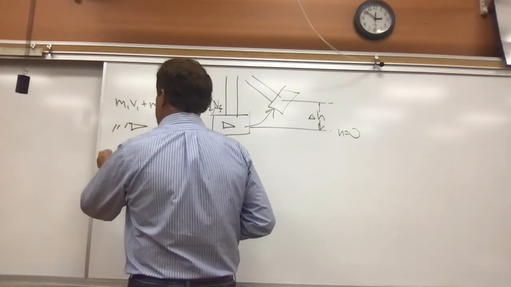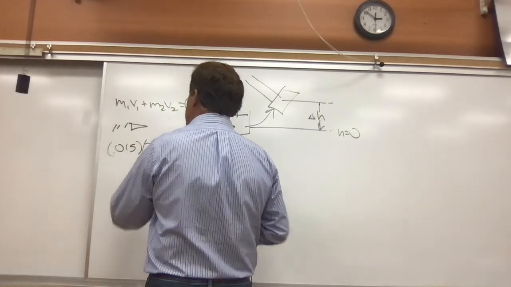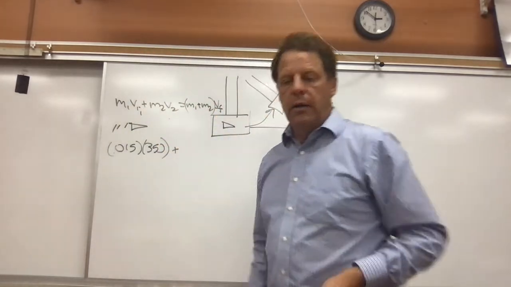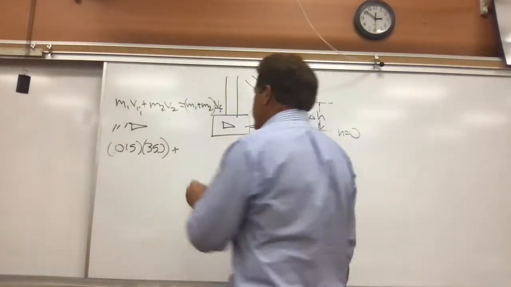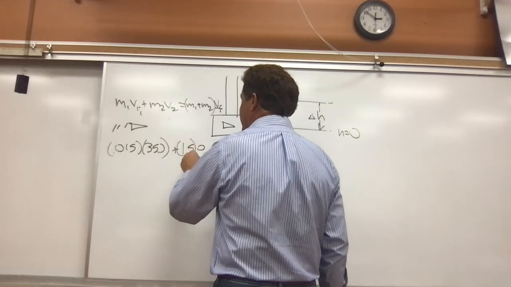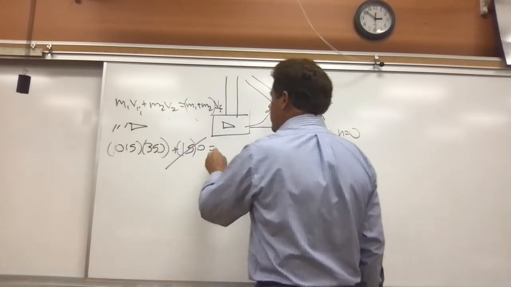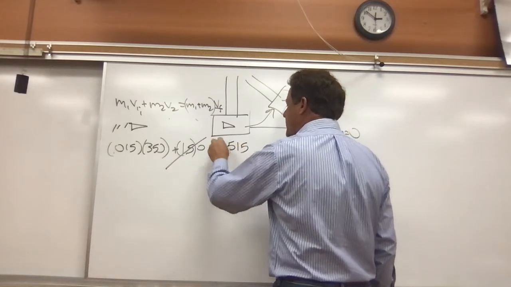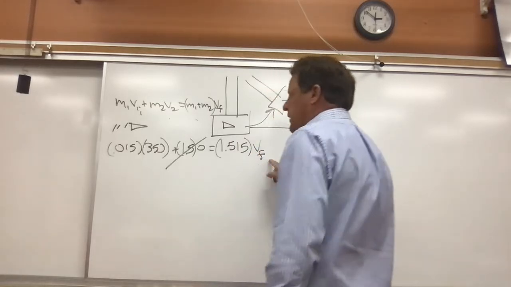All right, so we're going to have 0.015 times 350, m1v1 initial, plus our mass of our block, which is going to be 1.5, but it doesn't matter because our initial velocity is 0, so that's going to go away. And now we're going to add those two masses together, which is going to be 1.515 kilograms, and we're looking for our final velocity.